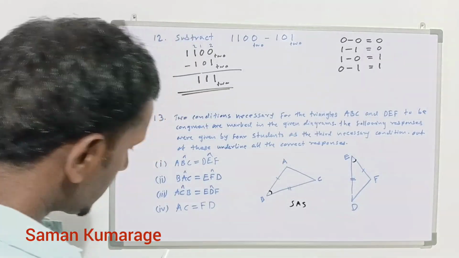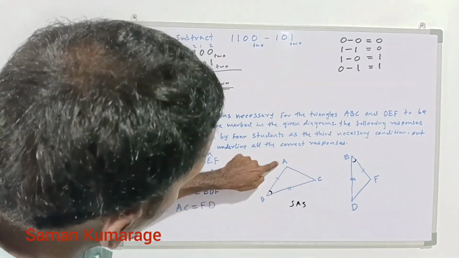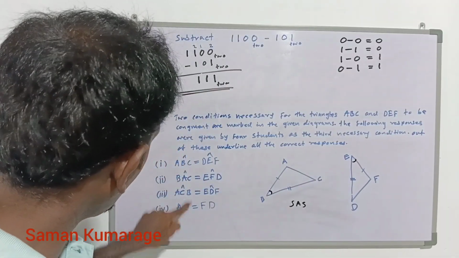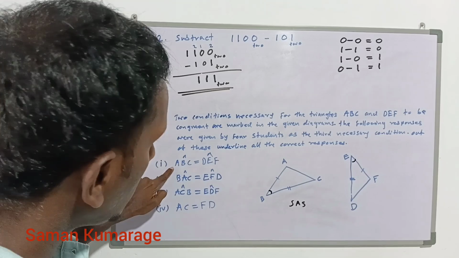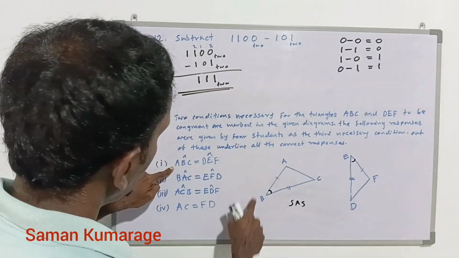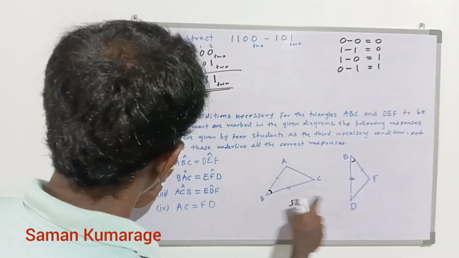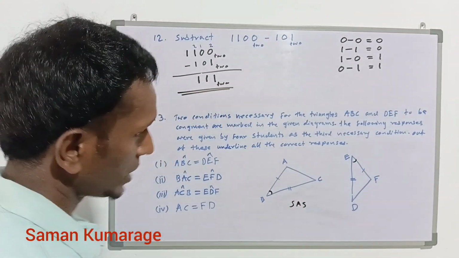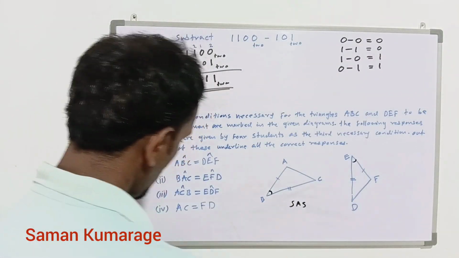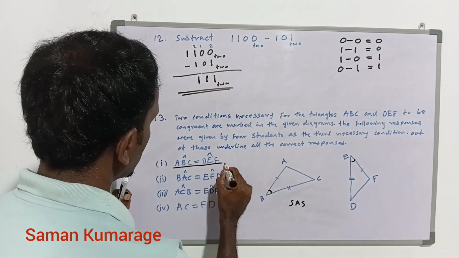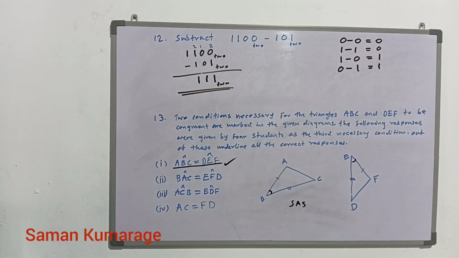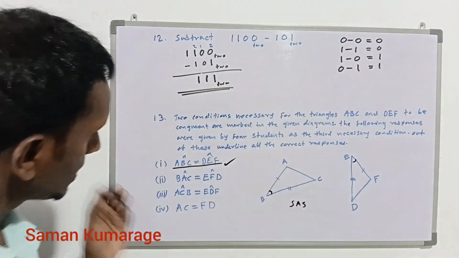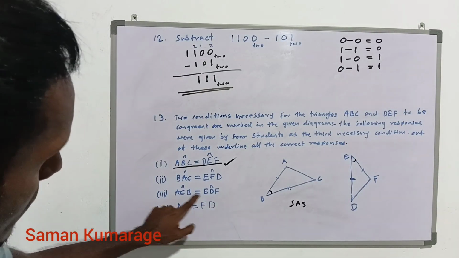So let's see if these two angles are given in these four responses. If angle ABC equals angle DEF, we can make these two triangles congruent under SAS. So we can underline this one as a correct response given by these students. Let's see if there is anything else.